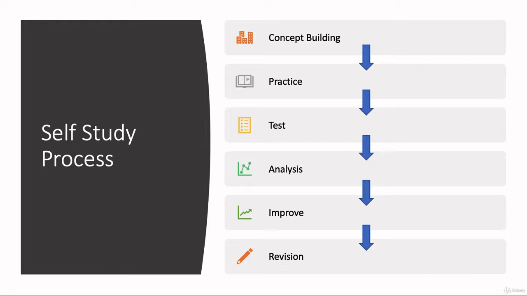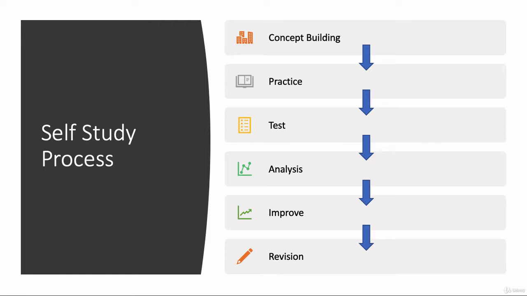The course forward comes in a similar pattern, where a little bit of concept building will be shown initially, along with some practice, some resources for tests, an exam analysis sheet for you to improve your performance, and then finally a revision sheet. This self-study process has been tried and tested with many people as well as myself, when I was able to score 740 in GMAT.